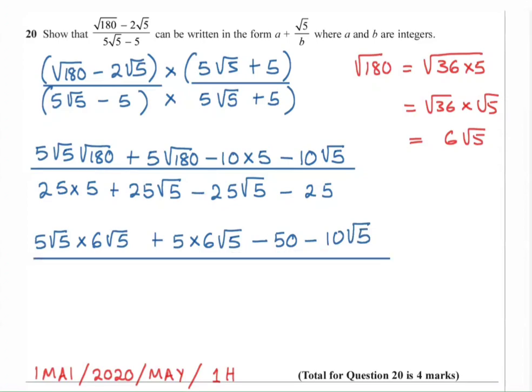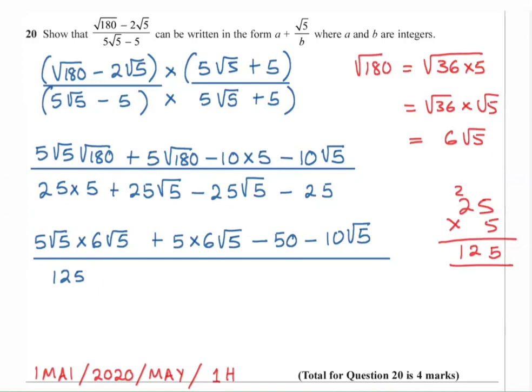In the denominator, 25 times 5 would be 125. If you're not sure, you can do your column multiplication on this side. So 5 times 5 is a 25, so that's 5, carry 2. Then 5 times 2 is 10 plus 2, that's 12, so 125. Okay, remember this is a non-calculator paper.